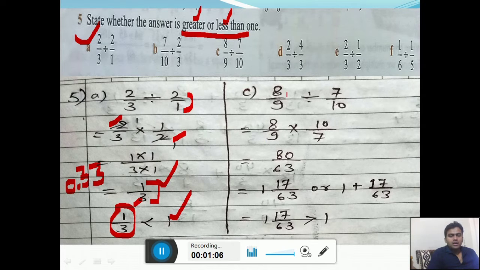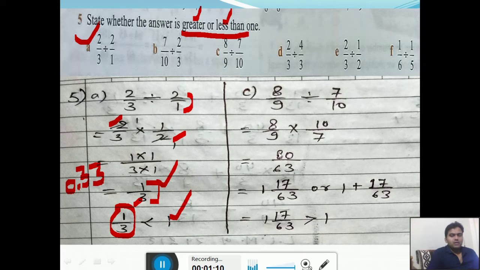Now see here, 8 upon 9 divided by 7 upon 10. So 8 upon 9. Now this divide sign changes into a multiply sign, and this number will be reciprocal. So it will be 8 upon 9 into 10 upon 7. 7 upon 10 will change into 10 upon 7.